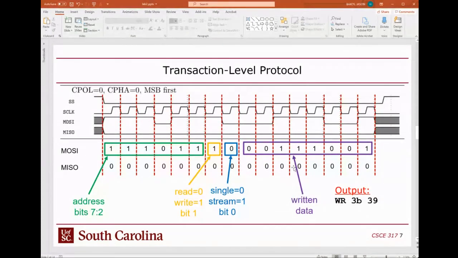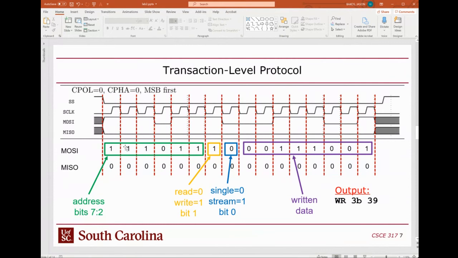So here's an example of a write. In this case, the read-write bit, which is bit 1 in the first exchange, is now set to 1, meaning this is a write. Also, the address changed too. And of course, now that there's data in the second exchange, we have data on MOSI instead of MISO. So this is a write.